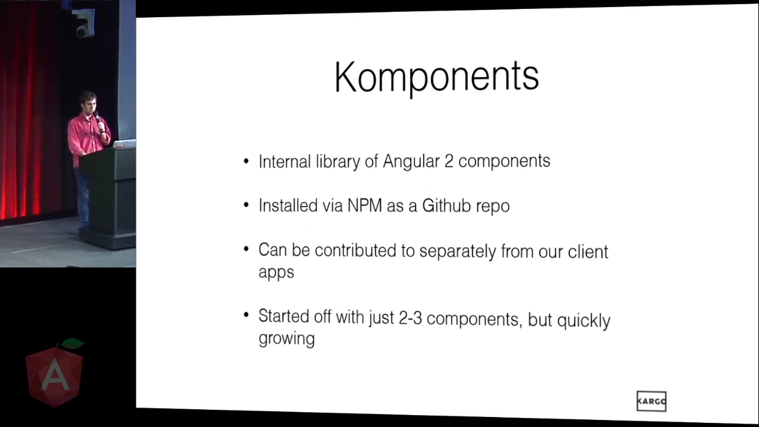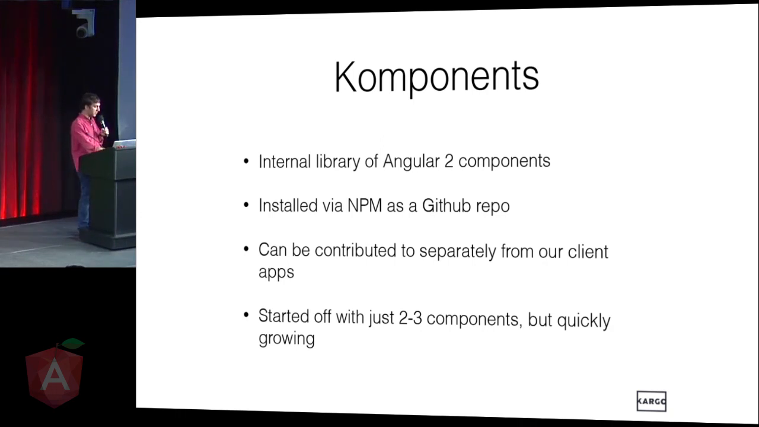Last thing I want to touch on is code reuse. With Angular, and really with any large-scale web framework, it's very important to reuse your code. If you're working on a single-page small project on your own, this might not be important. But if you want to grow a team to this scale, it's very important to be able to reuse things. So we've come up with this components library, which is basically our internal third-party widgets library. It's installed via NPM as a GitHub repo, uses standard ES6 imports, and can be contributed to separately from our client apps like that Shops application.